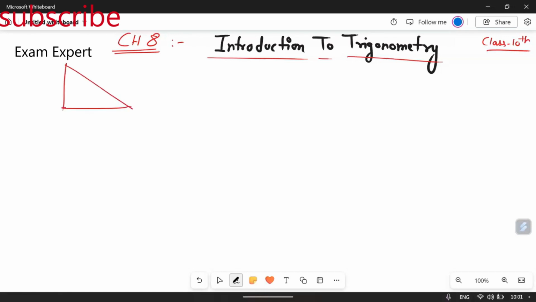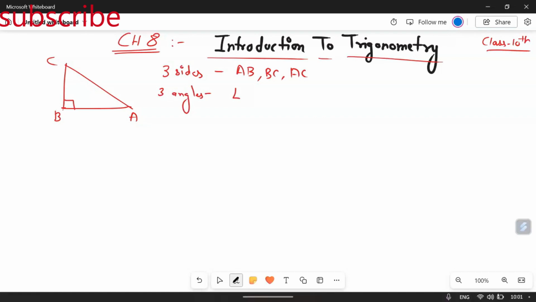If there is a triangle ABC, right angle at B, there are three sides of the triangle, right? We can say AB, BC and AC. And there are three angles also: angle C, angle B which is 90 degrees, and angle A. The relationship between these sides and the triangle's angles is your trigonometry relationship. It provides the relationship between the three sides and the three angles of a triangle.